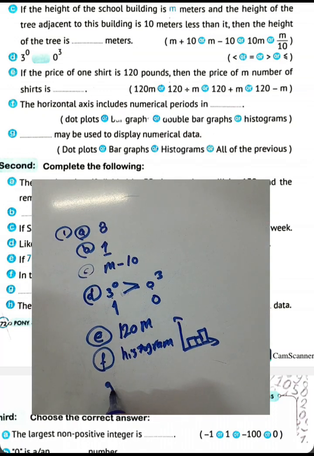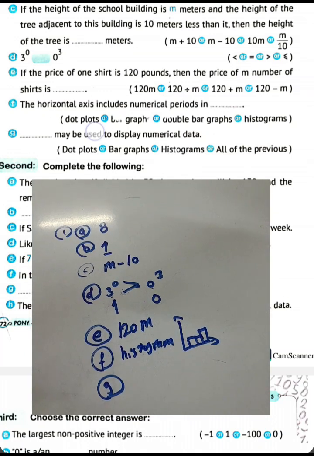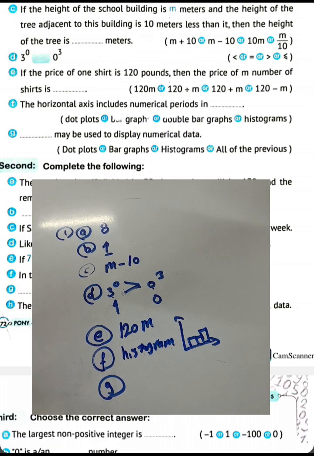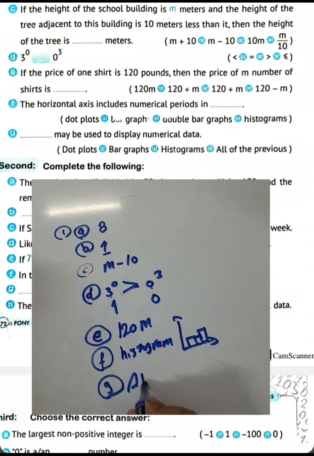Question letter G, blank may be used to display numerical data. Numerical data: dot plots, bar graph. Okay, histogram, it's true. Okay, write all of the previous solutions.